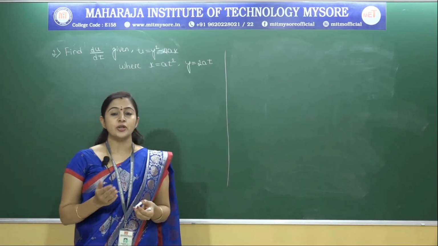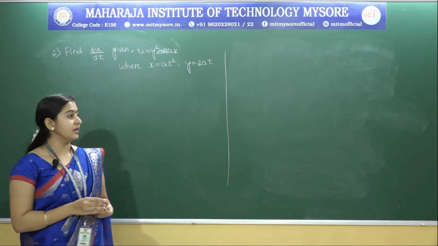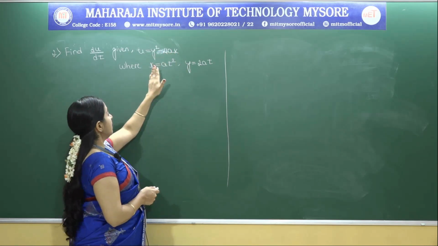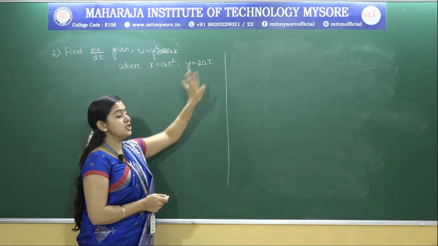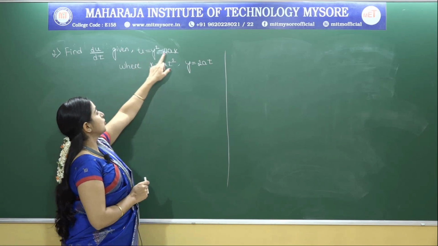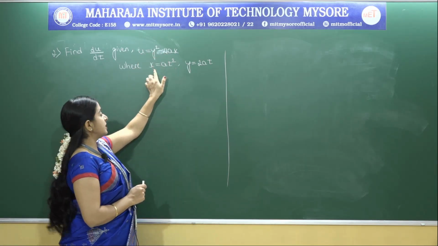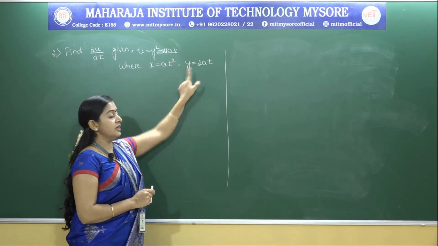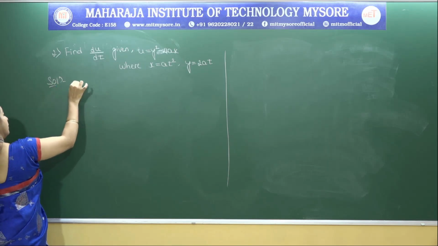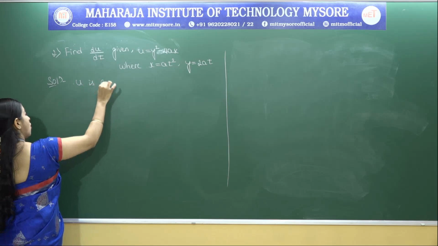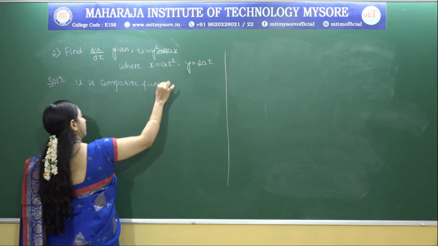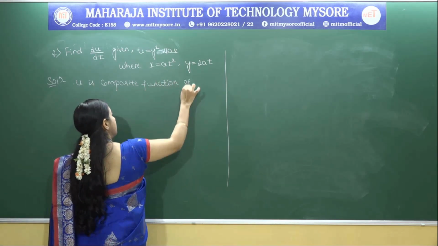This is the answer. So the next problem, find du by dt where u equals y square minus 4ax, given x equals at square, y equals 2at. So here, first see the terms. Here u is a function of the two variables x and y. X and y depend on the single variable t. Therefore, u is a composite function of the single variable t.